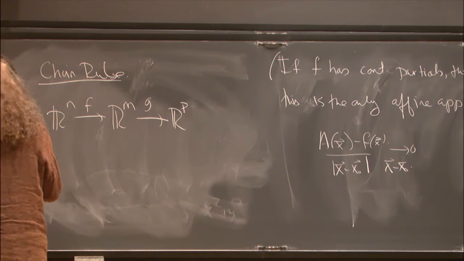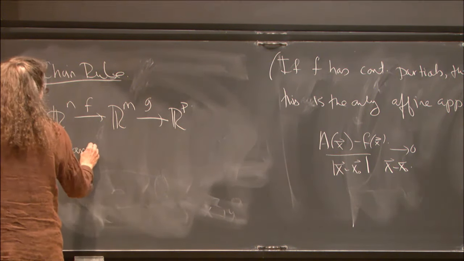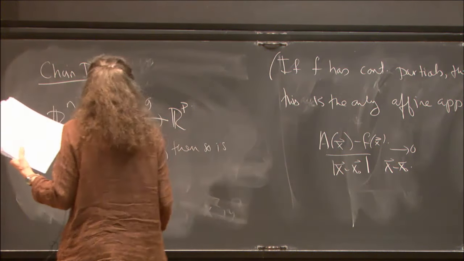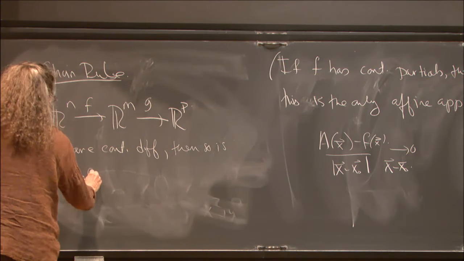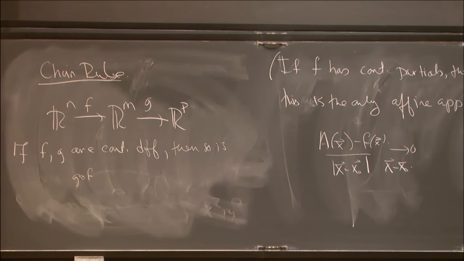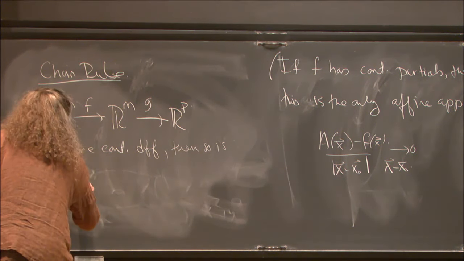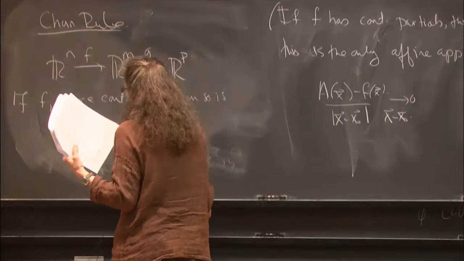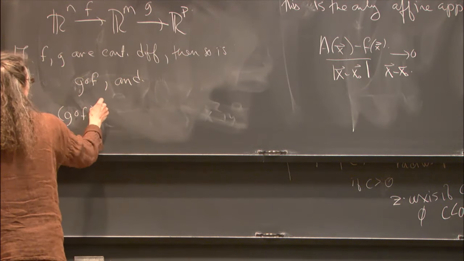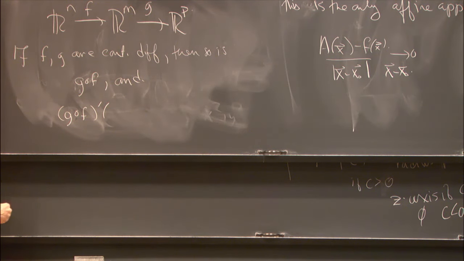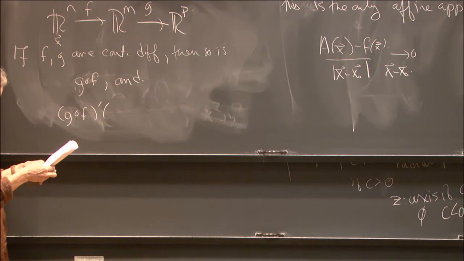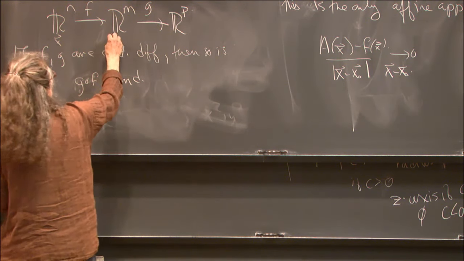So if F and G are continuously differentiable, then so is the composition, G composed with F, and the derivative is given by (G composed with F) prime. Now we need to have some places to be at, so underneath here, x is a point in R^n. I'm going to call this point x, and I'm going to call this point y.